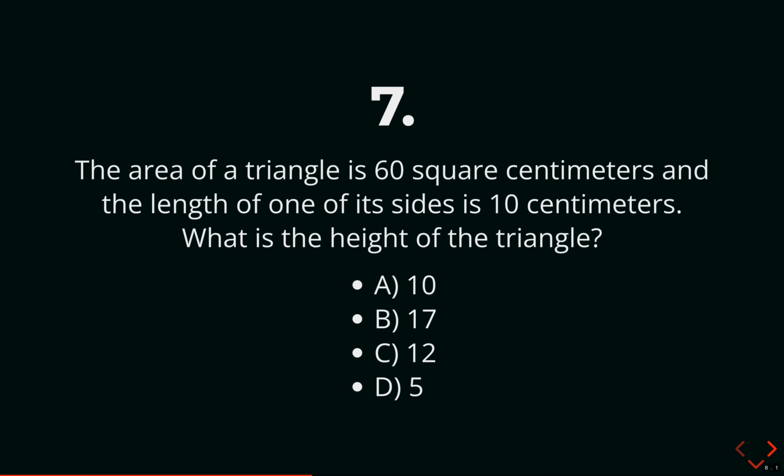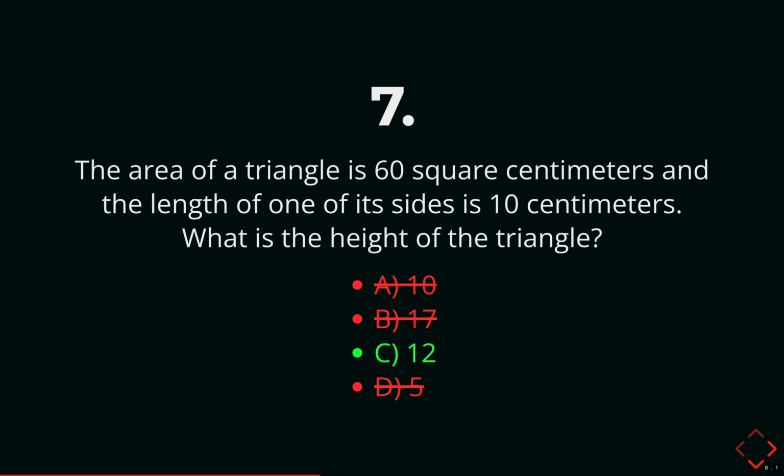Question 7. The area of a triangle is 60 square centimeters, and the length of one of its sides is 10 centimeters. What is the height of the triangle? A, 10, B, 17, C, 12, or D, 5? The answer is C, 12.